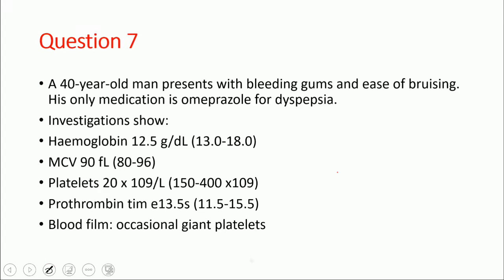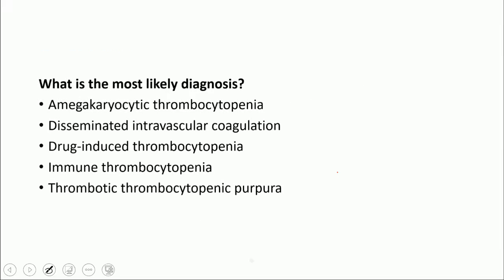Question number 7. Bleeding gums, thrombocytopenia, giant platelets. What is the diagnosis? What is the answer? ITP. Yes, ITP. Right.